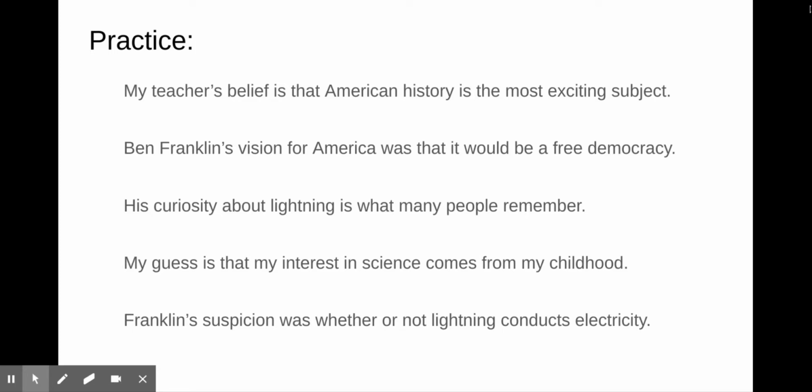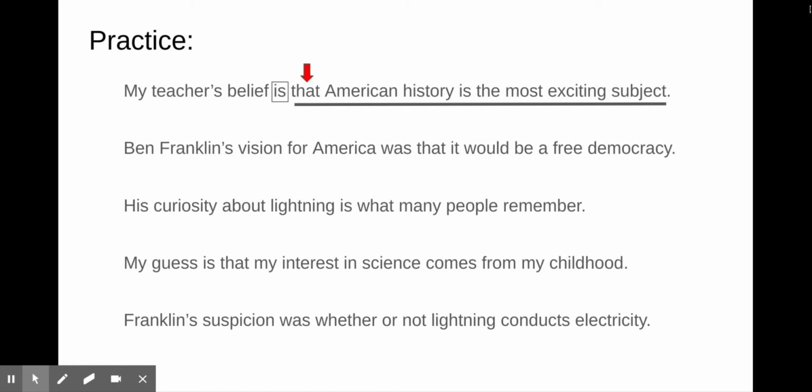Let's practice a little bit. All right, our first one. My teacher's belief is that American history is the most exciting subject. So we've got is. That is the easiest linking verb to find, right? And then what do we need to find? We have is. What comes next? You should find the introductory word. We find that introductory word and we go to the end of the sentence. That American history is the most exciting subject tells us what the teacher's belief is. So that makes it the subject complement.